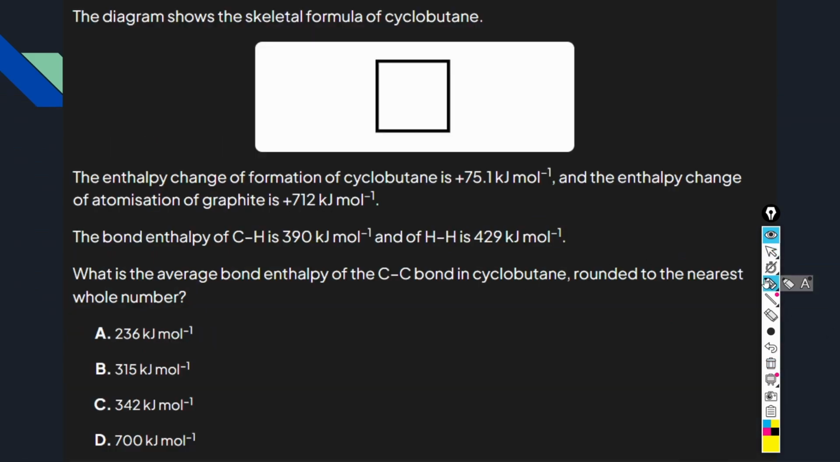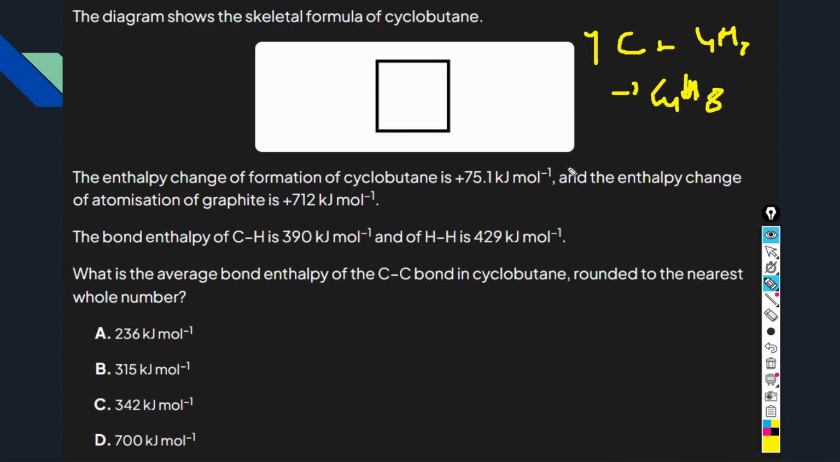Now let's look at the final question. The diagram shows the skeletal formula of cyclobutane. The enthalpy change of formation of cyclobutane is 75.1 kilojoules per mole. The enthalpy change of atomisation of graphite is 712 kilojoules per mole. The bond enthalpy of C-H is 390 kilojoules and H-H is 429. So let's see. What is the equation to make cyclobutane? It is 4C plus 4H2, which will give us C4H8. This is the formula of cyclobutane.